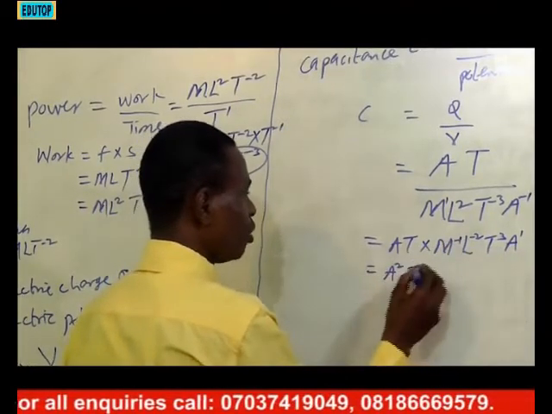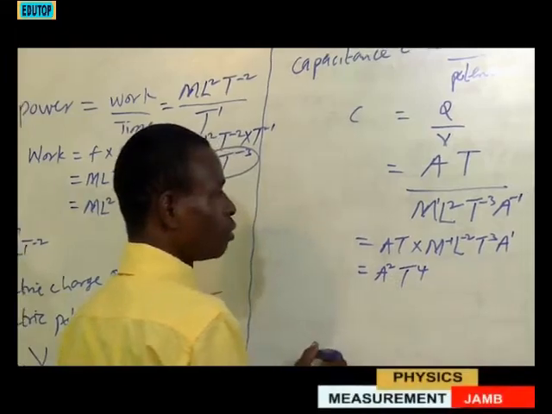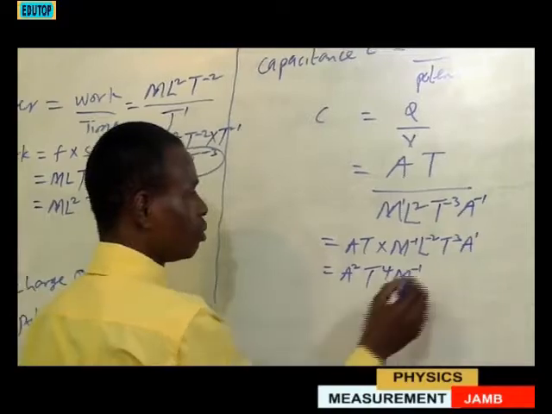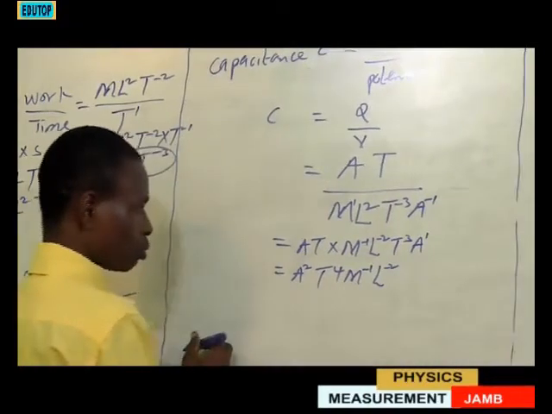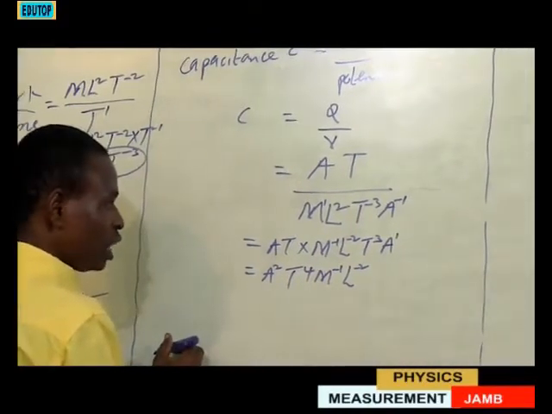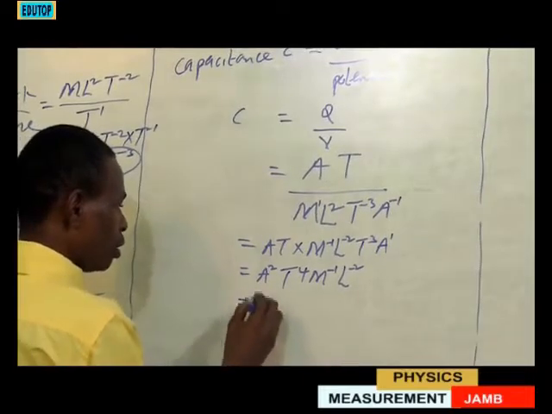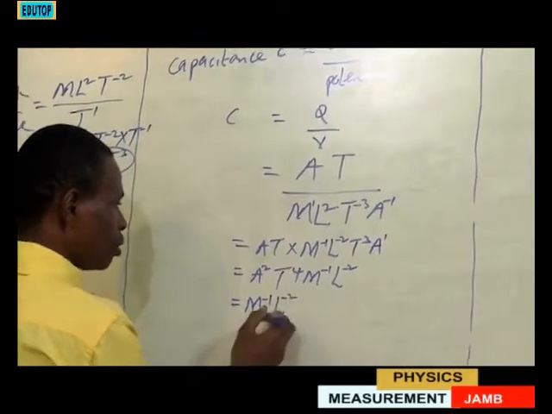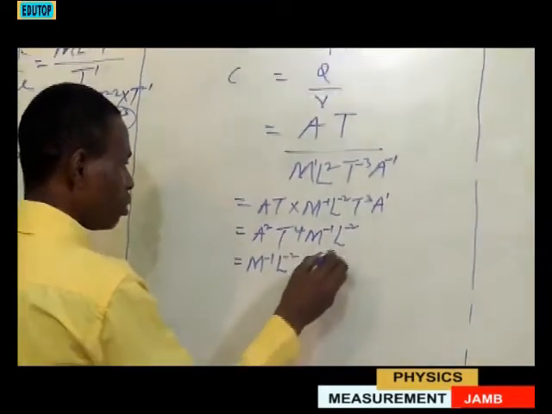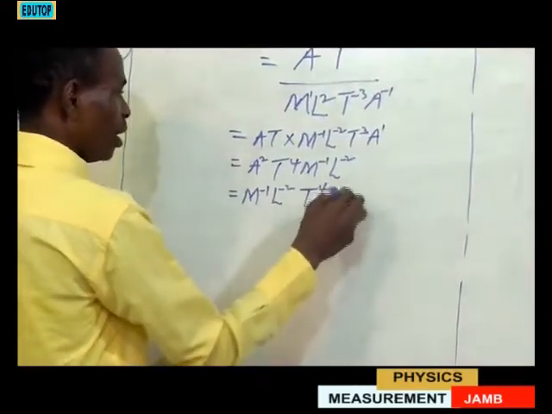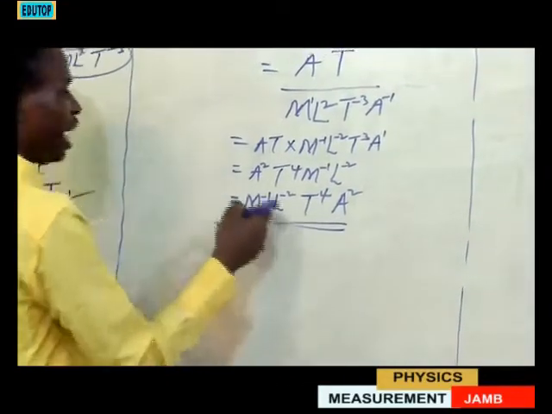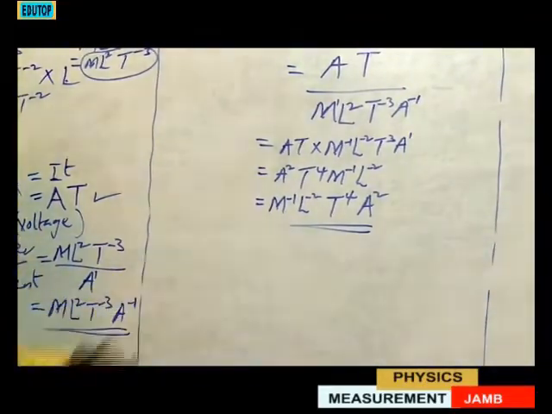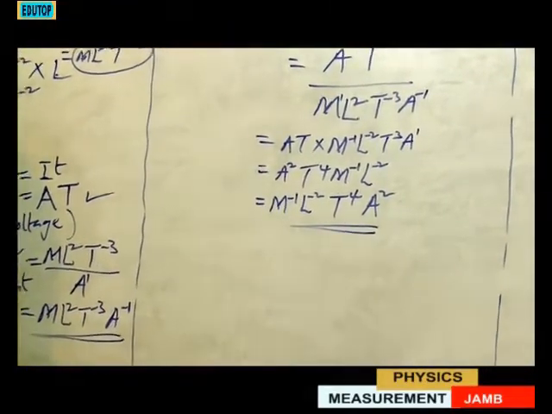T and T will give us T raised to the power 4. Then M to the power minus 1, L to the power minus 2. Put it in another way, it's going to be M followed by L, followed by T, followed by A. This is the dimension of capacitance.